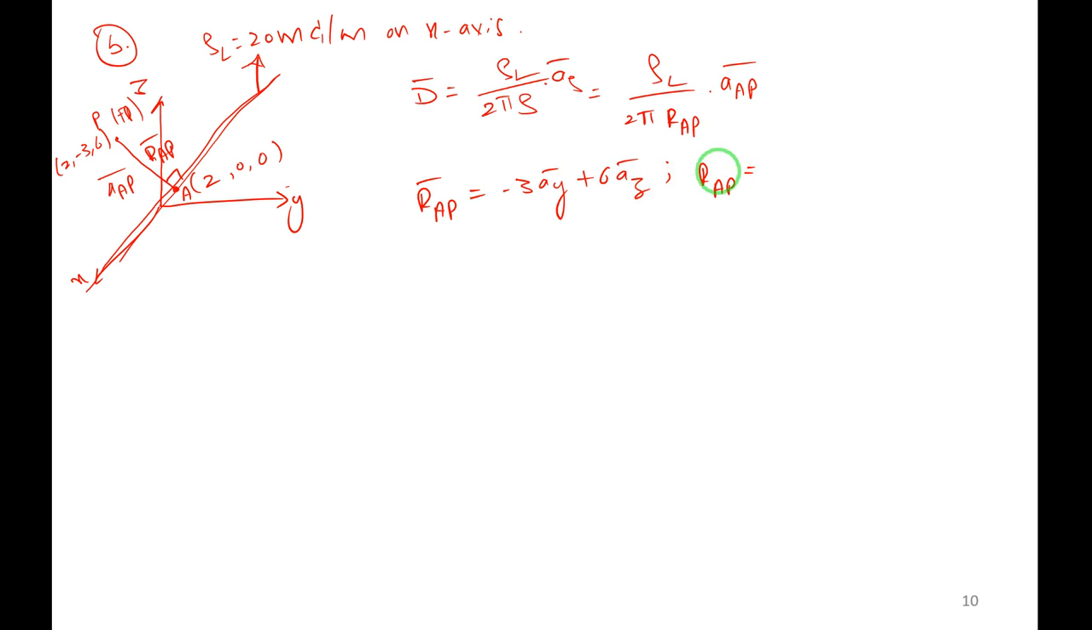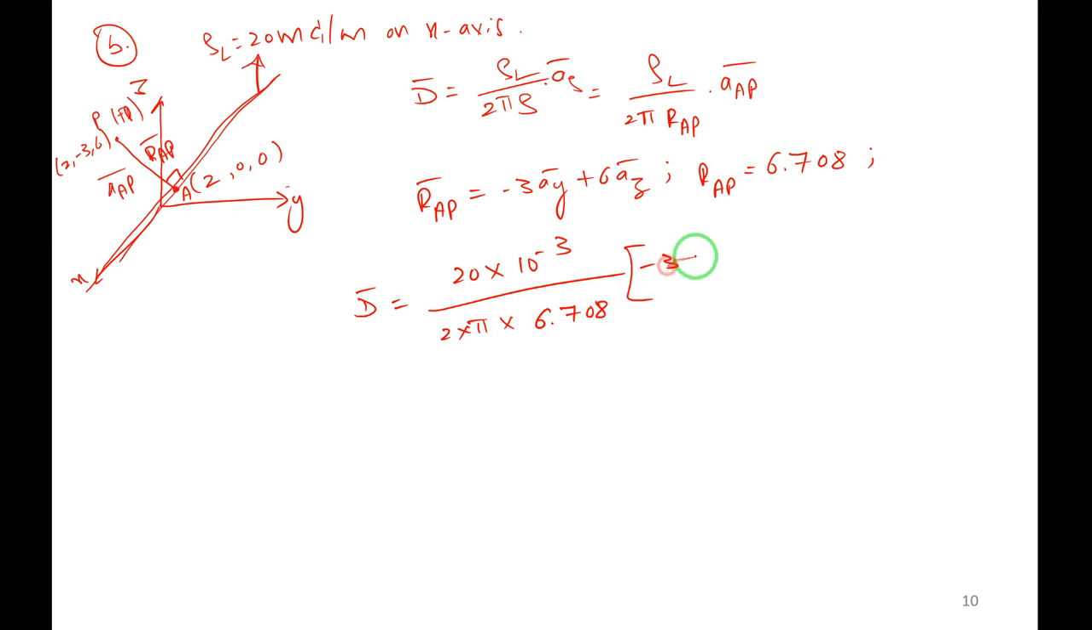The magnitude RAP is the root of 3 square, which is 9, plus 6 square, which is 36. So it is 6.708. Substitute here: D vector is equal to rho L, which is 20 milli, that is 10 power minus 3 coulomb per meter, divided by 2 into pi into RAP, 6.708, into the unit vector AAP, which is RAP, minus 3 AY plus 6 AZ, divided by the magnitude RAP. So RAP comes here as a square.